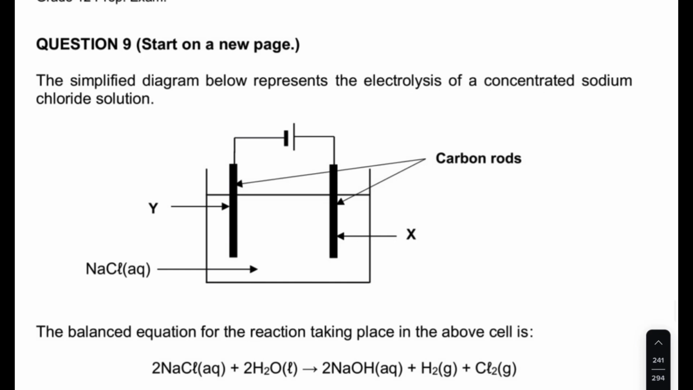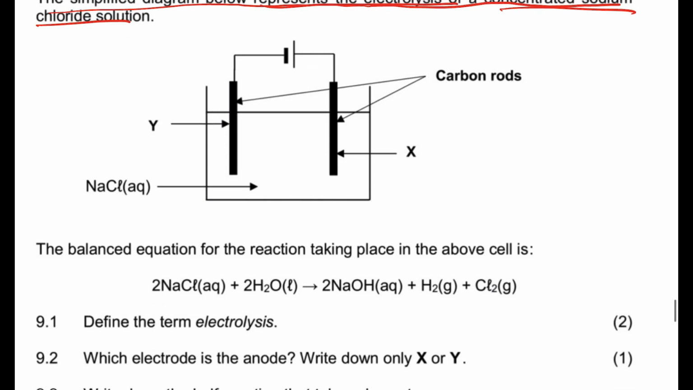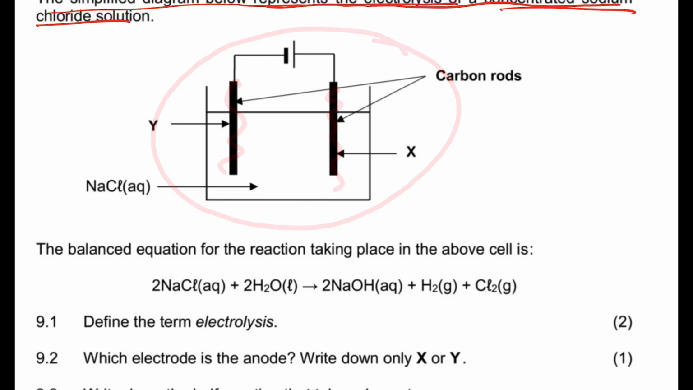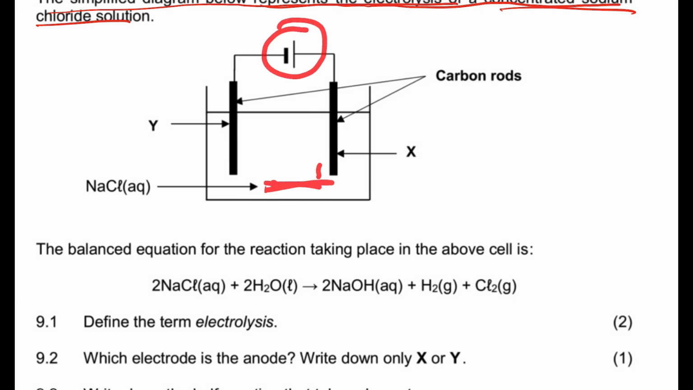Let's go quickly to question 9. Question 9 is an electrolytic cell. It says a simplified diagram below represents the electrolysis of concentrated sodium chloride. So guys, here this is an electrolytic cell. These are the carbon rods, and then there's a battery there. So this type of process is a process of converting the electrical to a chemical, right? So these are the carbon rods, and this side is negative, and this one is positive.